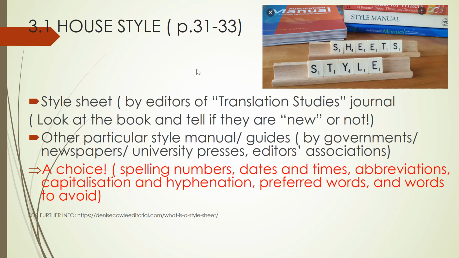Each institution will specify how to spell the numbers, how to write the dates and times, how to abbreviate some short words, how to capitalize the words, how to make the hyphens, which words to use instead of which ones, and which words to avoid. For example, one publishing house may ask you to write the numbers in digits, like the number 8, number 3. However, other institutions may ask you to write the numbers in letters, like three.